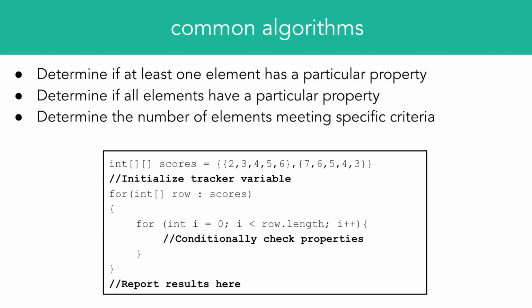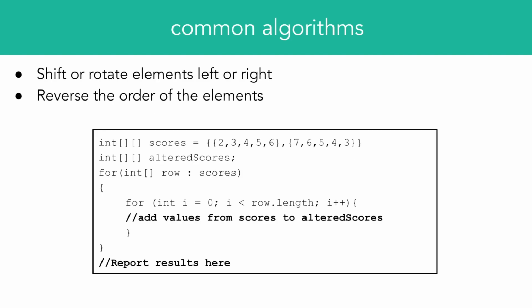If we want to determine if elements have a particular property, we can initialize a tracker value before the nested for loop traversal, and then conditionally check for that tracker while traversing the array. If we want to make alterations to the list by reversing the order or shifting the elements, the general format requires that we create a new 2D array that will then hold the values in the order that we would like to arrange them. Each iteration through the initial array will add a value from the initial array to the altered array.